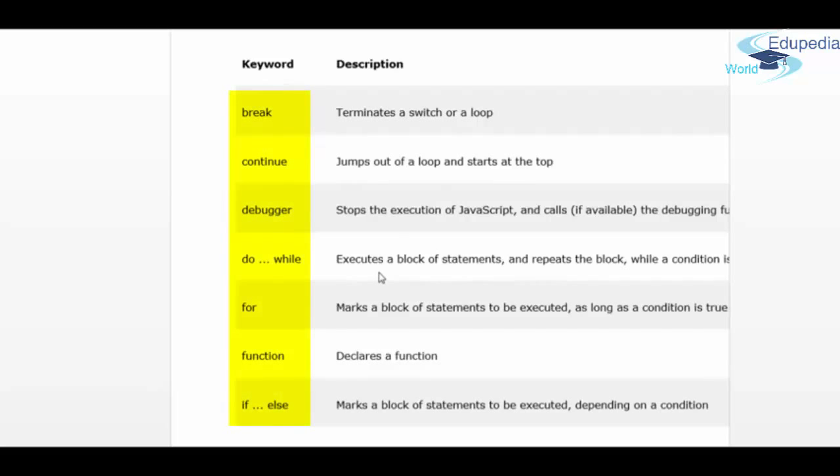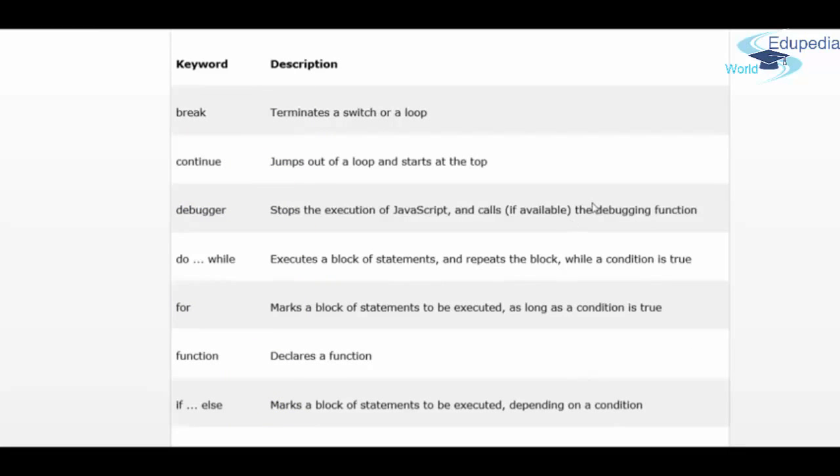Debugger stops the execution of JavaScript and calls, if available, the debugging function. Do while executes a block of statements and repeats the block while a condition is true. We're going to use all of these in our upcoming programs. For marks a block of statements to be executed as long as a condition is true.